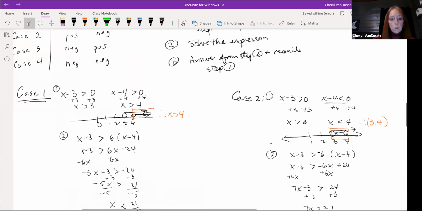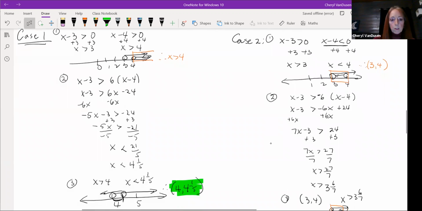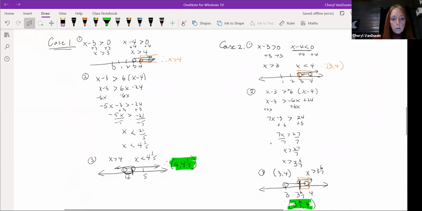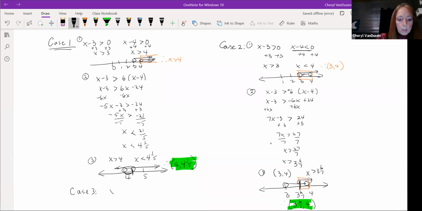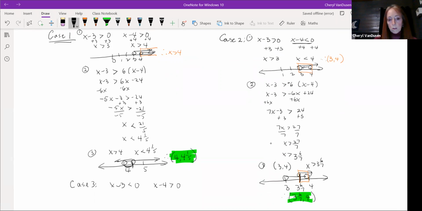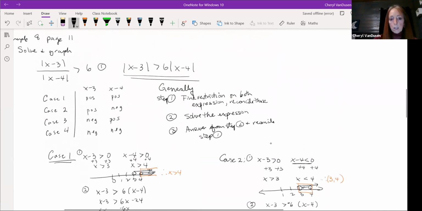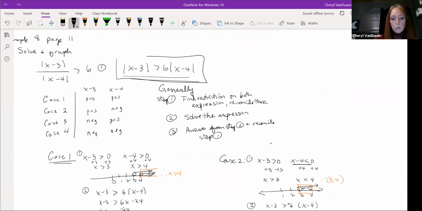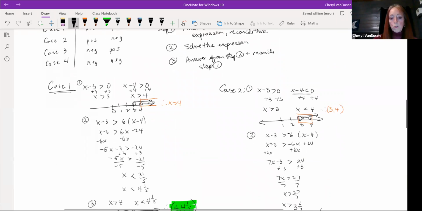Okay, my next one was negative and positive. I'm going to make it a little bit tinier so we can keep a little bit on the board before I move down out of the way. So case 3 is going to be that x, what did I say? Negative and positive, right? X minus 3 is going to be less than 0, and x minus 4 is going to be greater than 0. And just for ease's sake, I'm going to write this down where we're working so we don't lose touch with it.